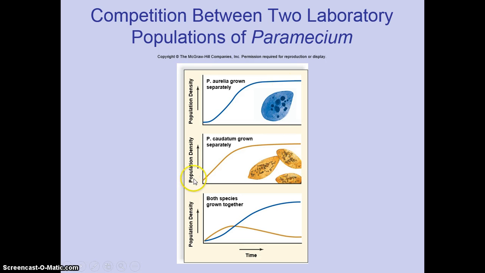You'll notice that as the population density increases, we see the S-shaped curve where the carrying capacity is reached. And this is both species grown together as population density increases, and look what happens. Instead of P. caudatum growing up to its potential, it will go lower than its carrying capacity, and P. aurelia is lower than its normal carrying capacity but does reach its carrying capacity.